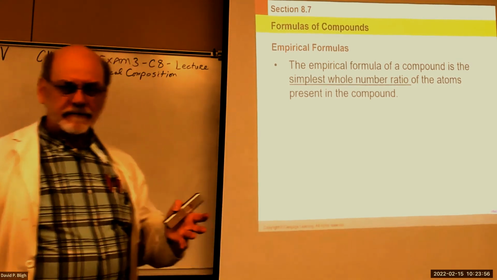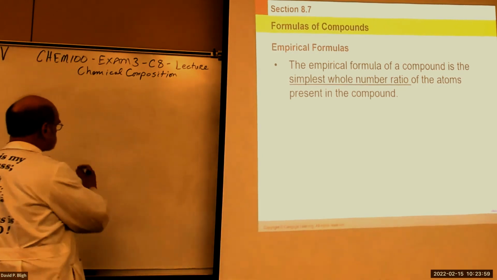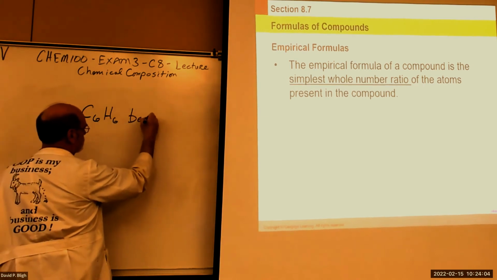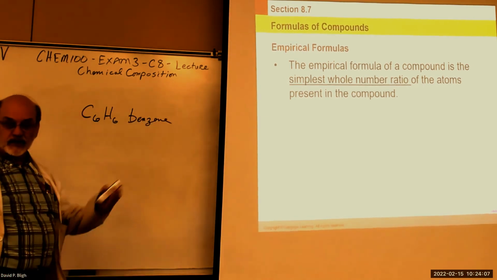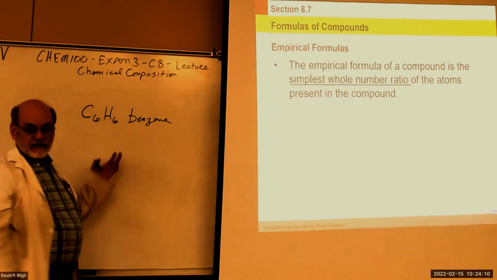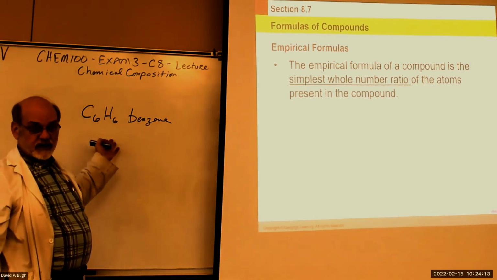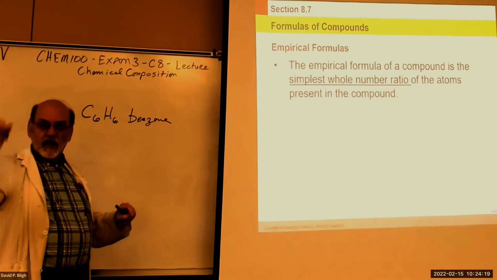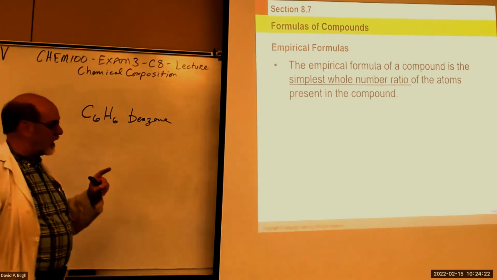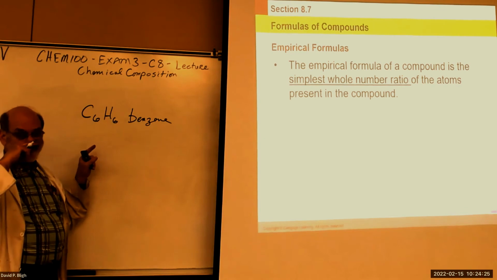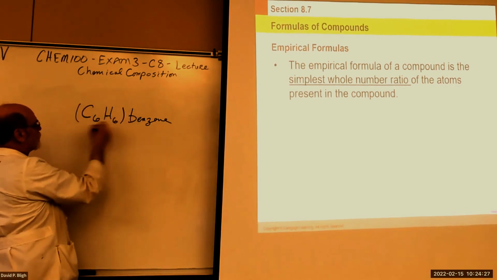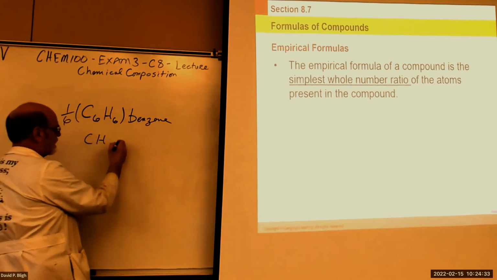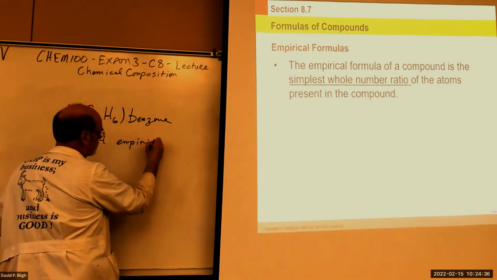All right, what does that mean? Well, example. This is benzene. I'm just telling you that's benzene. That doesn't say anything about the structure, so it could be something else. But I'm saying, for our purposes, that's benzene. Okay? What's the empirical formula for benzene? Well, can we simplify that ratio any further? Yeah. If you divide this through by 6, what do you get? That's the empirical formula.